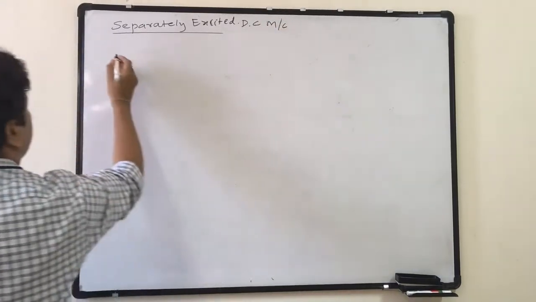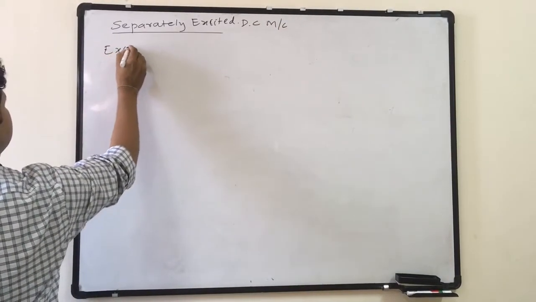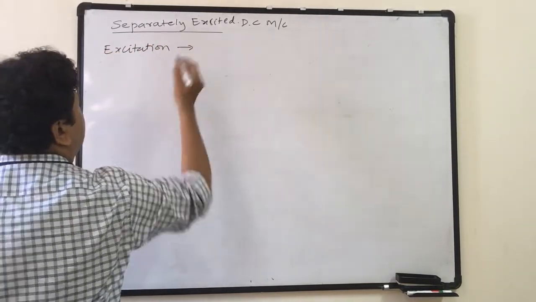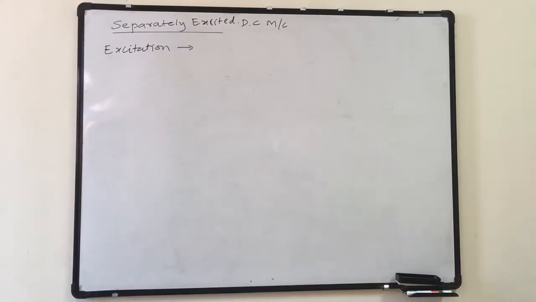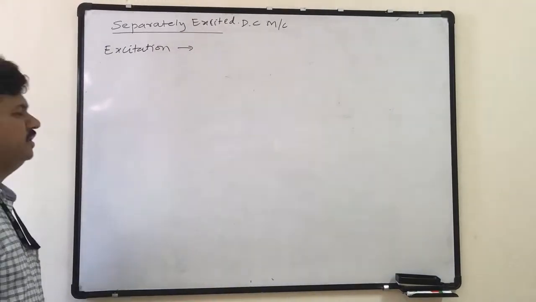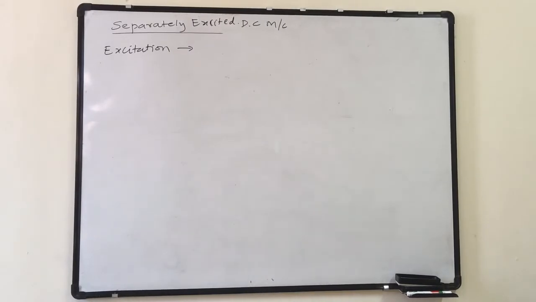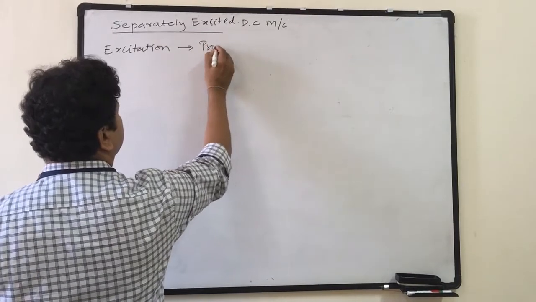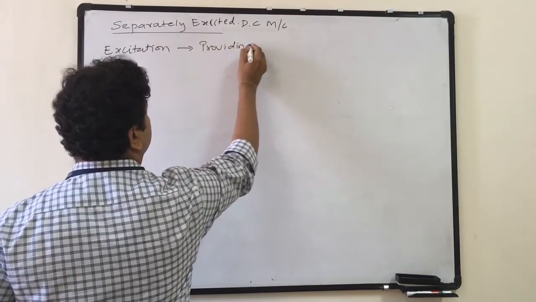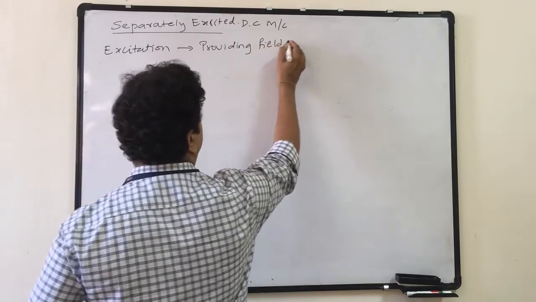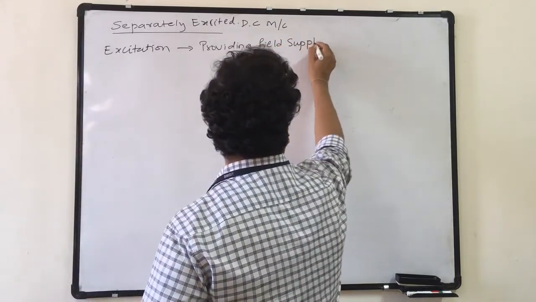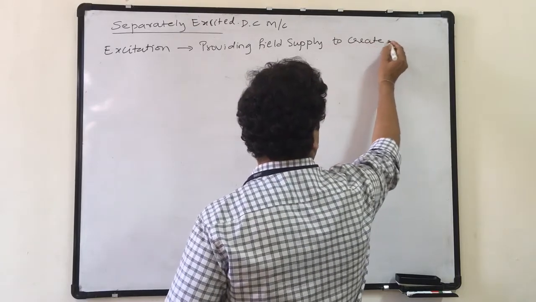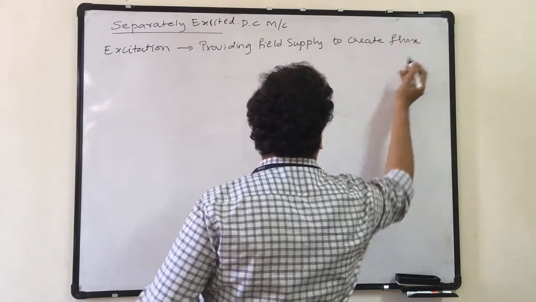So what does excitation mean? Excitation, in electrical language or in the language of electrical machines, means providing the field supply. Okay? Providing field supply to create flux in the machine.